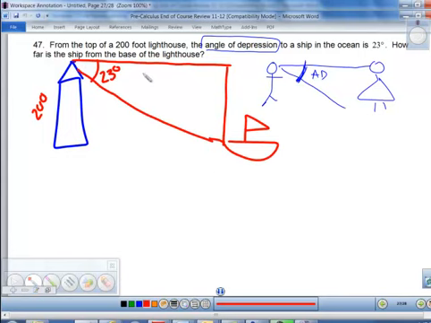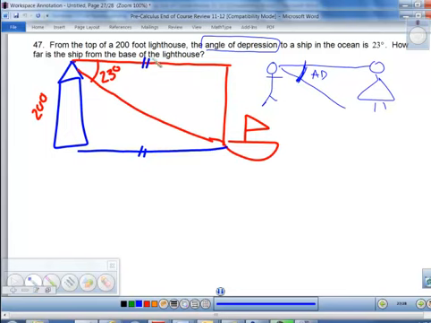All right, so basically we want to know how far this thing is from the base of the lighthouse. Now I got a question. Is the distance of this top red line and this blue line going to be the same distance? Yeah, good. It is. So this is the same distance as this, because I'm basically creating a rectangle here, and I know that that's 23 degrees.